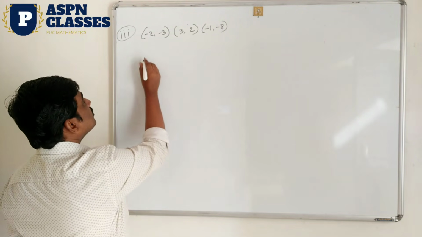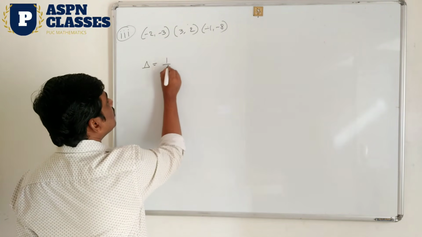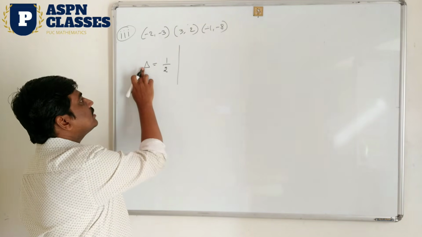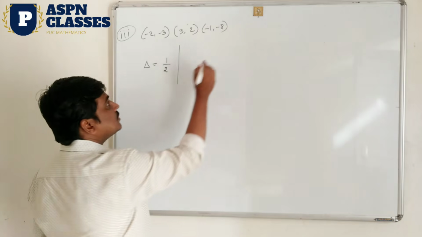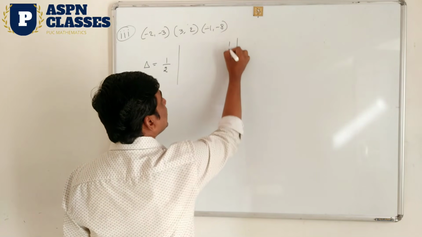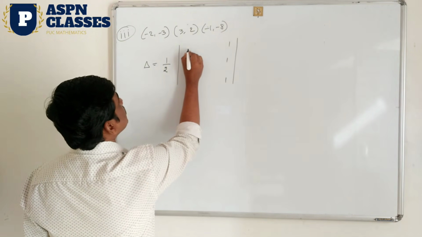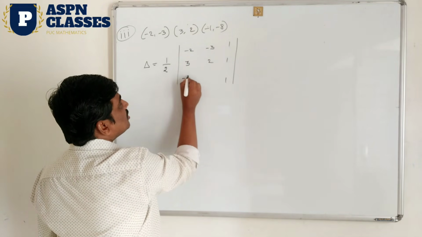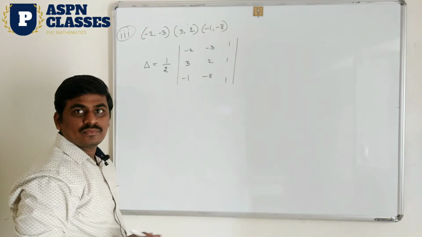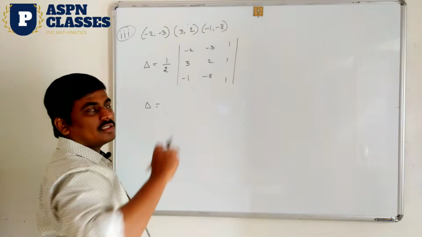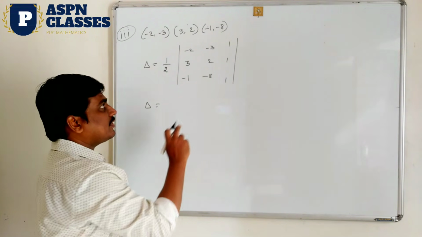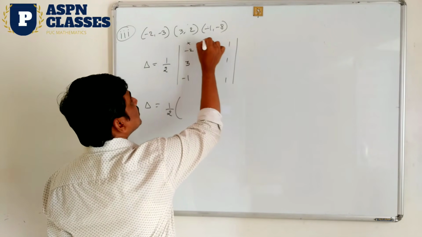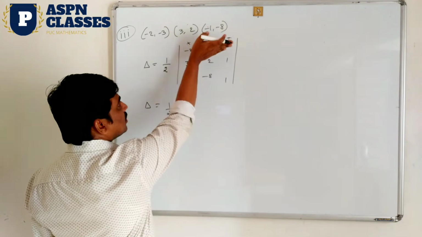Okay, first what is the formula? Delta is equal to 1 by 2 determinant. Here the last column you have to write 1 1 1, and the first point is minus 2 comma minus 3, second point 3 comma 2, third point minus 1 comma minus 8. Expand along R1 and find out the values. 1 by 2 write it as it is. Take R1, what are the signs? Plus minus plus.